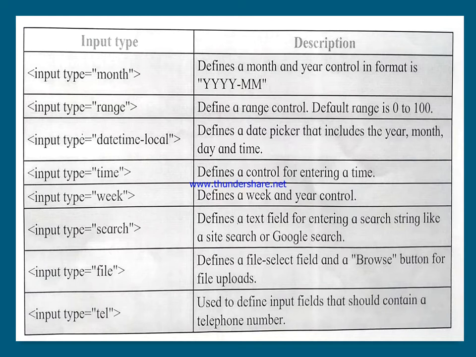So as we know, there is a text box which allows you to enter some keyword through which a search can be moved further. So it defines a text field for entering a search string, like a site search or Google search.